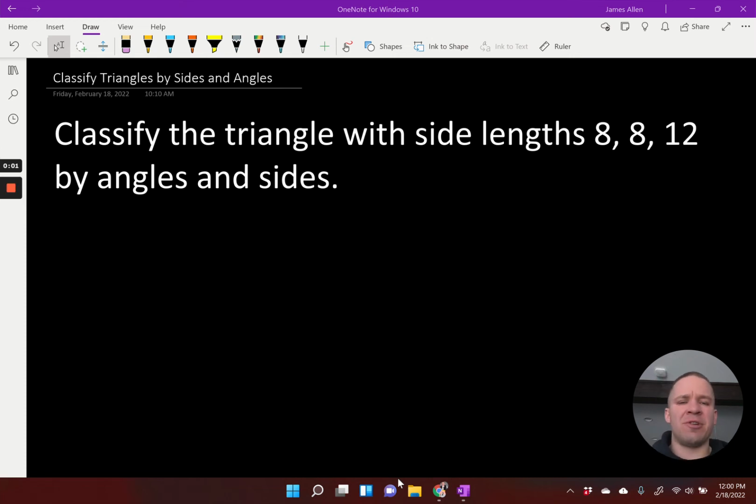All right, we got to classify this triangle with side lengths 8, 8, and 12 by angles and sides. So really, we got two problems here. We got to go by angles and we got to go by sides. All right, so let's talk about sides first.